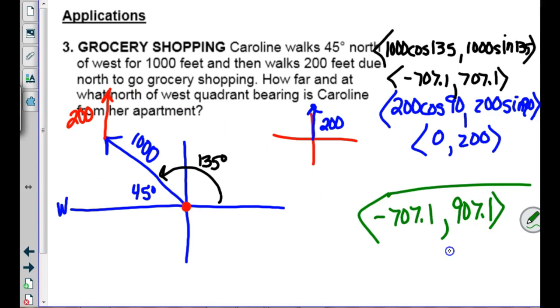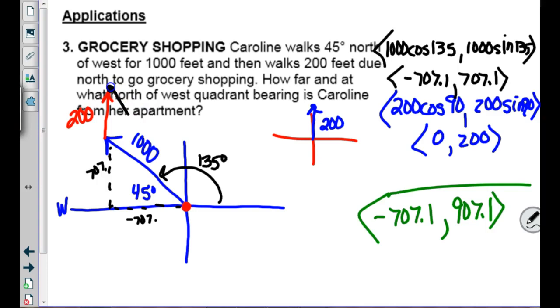Hey, Vaughn, you lost? Need me to back up? Okay. So she walked 1,000 this way and then straight north. So the 1,000 this way was negative 707 to the left and positive 707 north. But then she walked 200 more straight north. So where she is now in comparison to the origin is 707 left and 907 north. Okay, back to the origin is here.